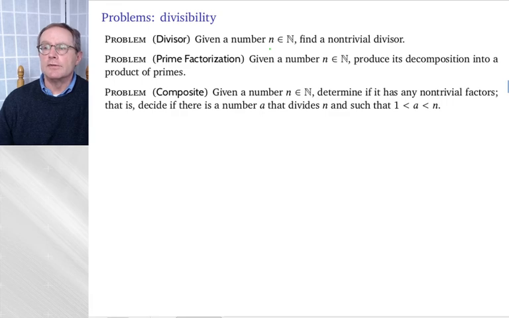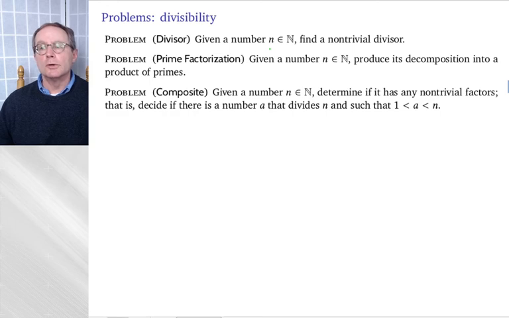Prime factorization. If you give me a number, can you produce its decomposition into a product of primes? Of course, in grade school, when they ask you for the prime factorization of 72, it takes you a few minutes, but it's not that hard. But if you're given a number with 35 digits, the prime factorization could take you a while. And a related question, which seems very closely related to the other two: given a number n, determine if it has any non-trivial factors. Don't find a non-trivial factor, just determine if it has any.